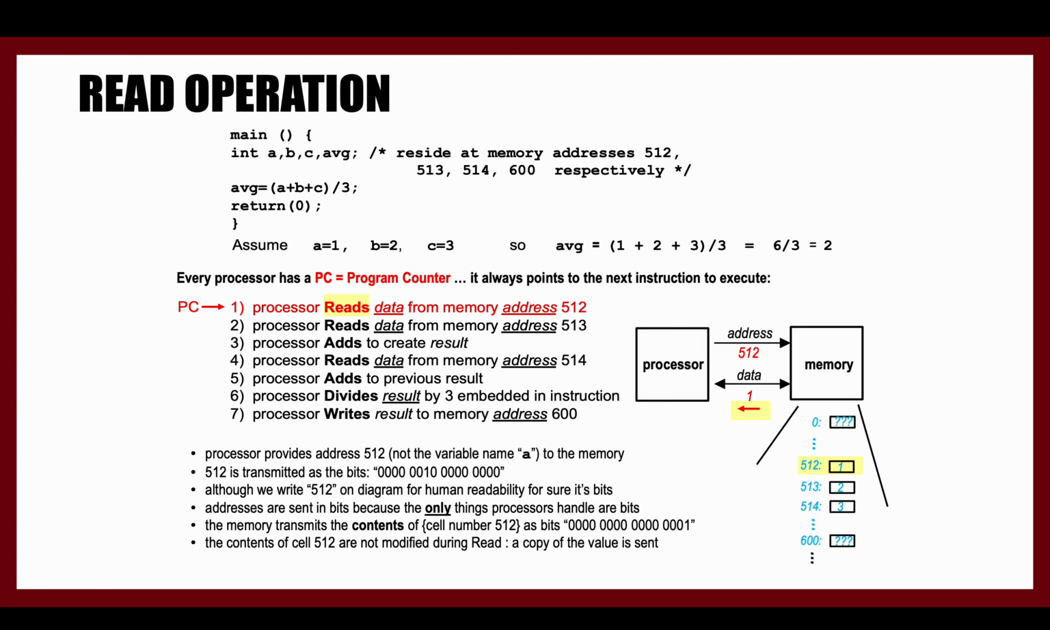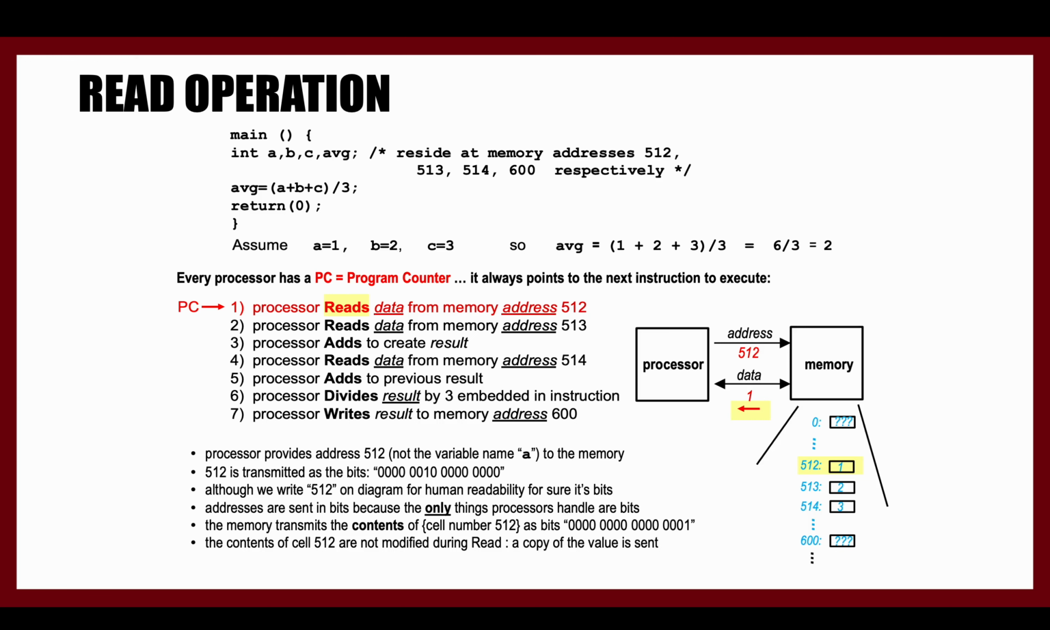Now the steps of the read operation. Processor reads the value of a from memory address 512, reads the value of b from memory address 513, as the values 1 and 2. Processor reads the value of c from 514, which is added to the previous step, and then the sum is divided by 3. Result is stored into the memory address 600.